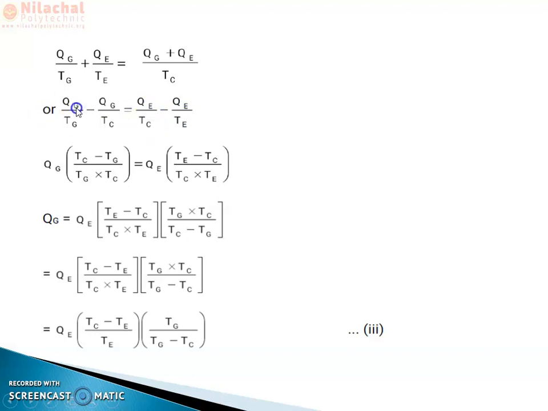So within the bracket, if you calculate, we will get Qg into (Tc minus Tg) by (Tg into Tc) is equal to Qe within the bracket 1 by Tc minus 1 by Te. If you solve, you will get (Te minus Tc) by (Tc into Te). So the amount of heat given to the generator, that is Qg, is equal to Qe. You will bring this part, (Tc minus Tg) by (Tg into Tc), from the left side to the right side. So we can modify the equation: Qe into (Te minus Tc) by (Tc into Te) into (Tg into Tc) by (Tc minus Tg).